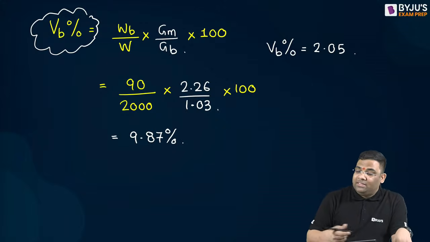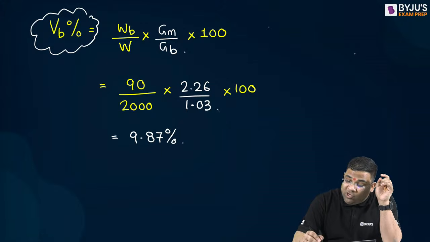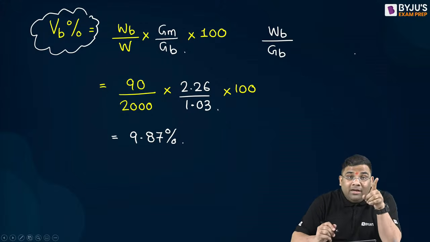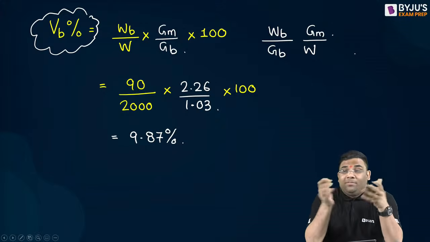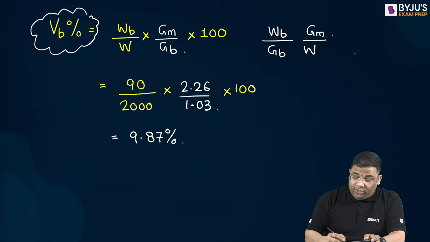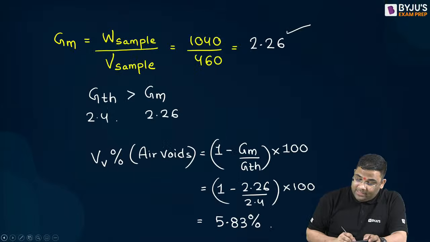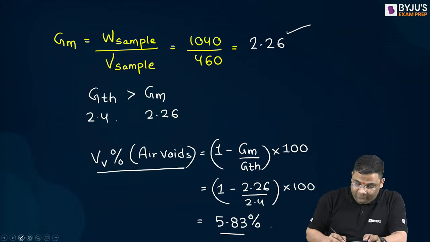And how to remember this? We saw the basic definition: volume of bitumen will be weight of bitumen divided by G of bitumen. Then total volume is the total weight by the G of the total mix. So we are getting 9.87. So we got your VB, the percentage bitumen, and also your percentage air voids.